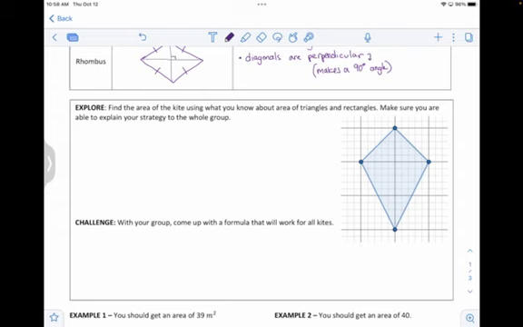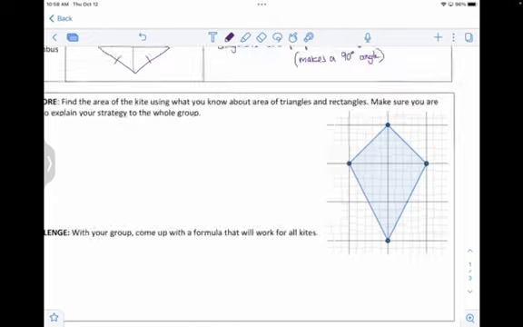I was going to have you explore, but if you're watching the video, obviously you can't explore, or right now we ran out of time because we spent too much time on that game, which is great. It's good to review. It was a fun game, I think. I hope. But instead of exploring, I'm going to show you why this formula works, why the formula that we're going to come up with works.